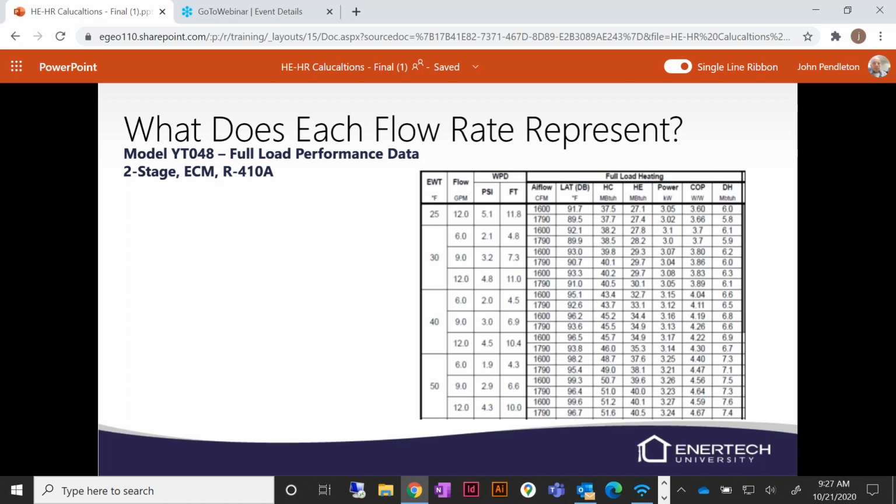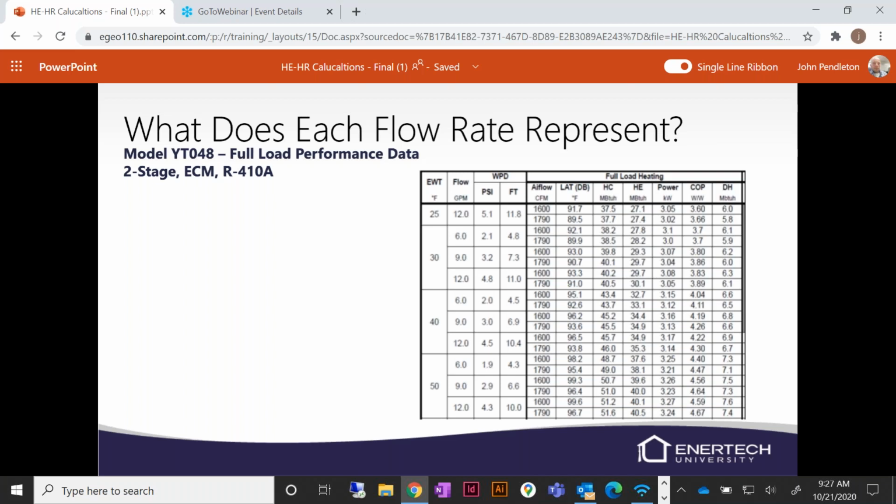So when we go back and look at the IOM, you'll see, let's say we're at 30 degree entering water temperature, you've got 6, 9, and 12 GPM. Well, you can't just say, I'm moving 9 because that's what I want. You can't just pick one. You'll have to look at your pressure drop, and that'll tell you what the GPM is. But there are 3 flow rates represented.